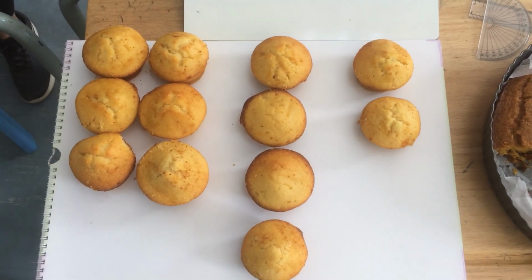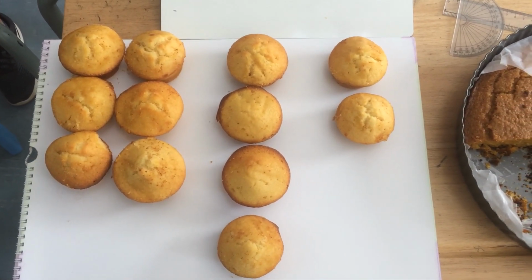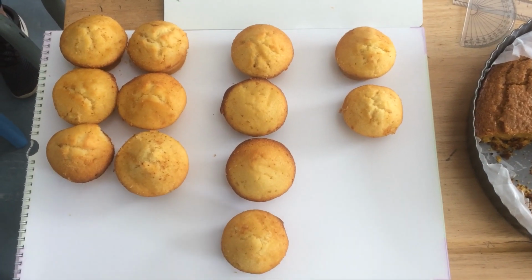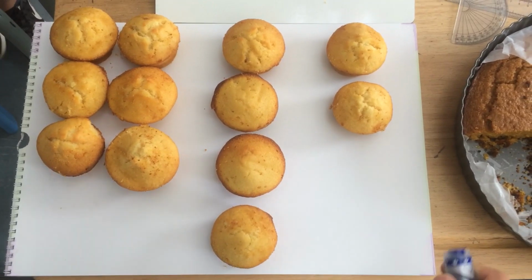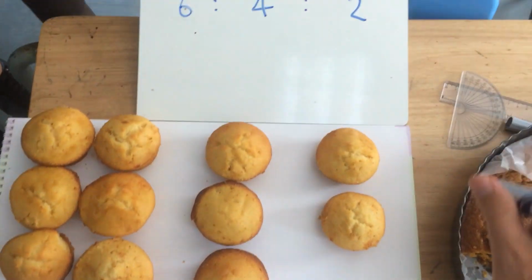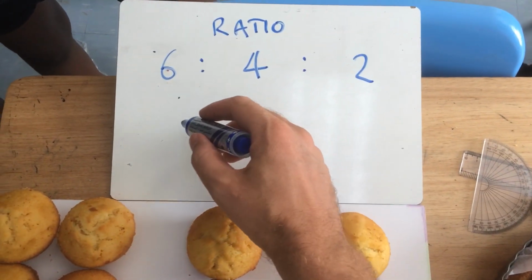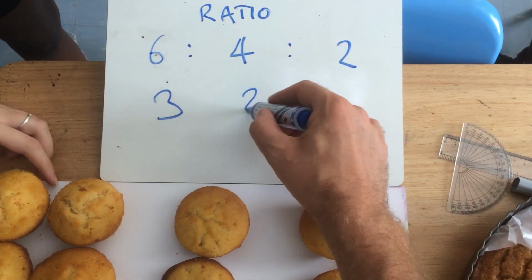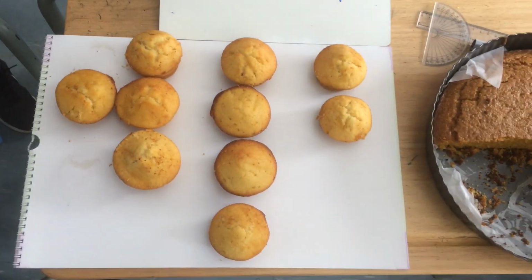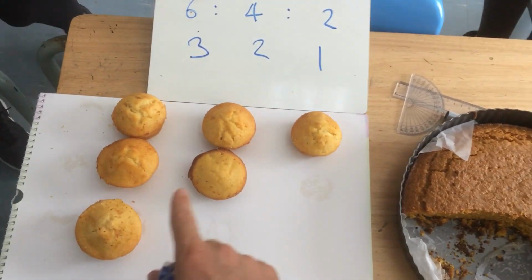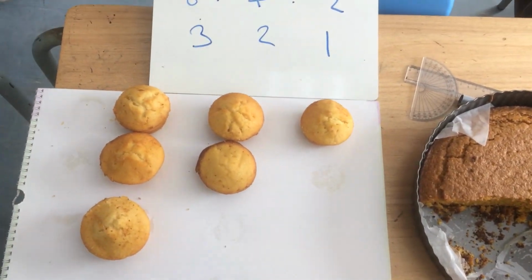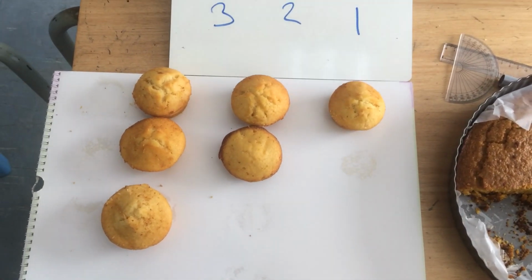We find a common factor of all three numbers. Okay, and what's common to all three, 6 and 4 and 2? 2. Okay, so we then divide it all by 2 and we get 3, 2, 1. Fantastic. Can you show me that, please? There we go. 3, 2, and 1. That's brilliant. Okay, so that's the ratio.